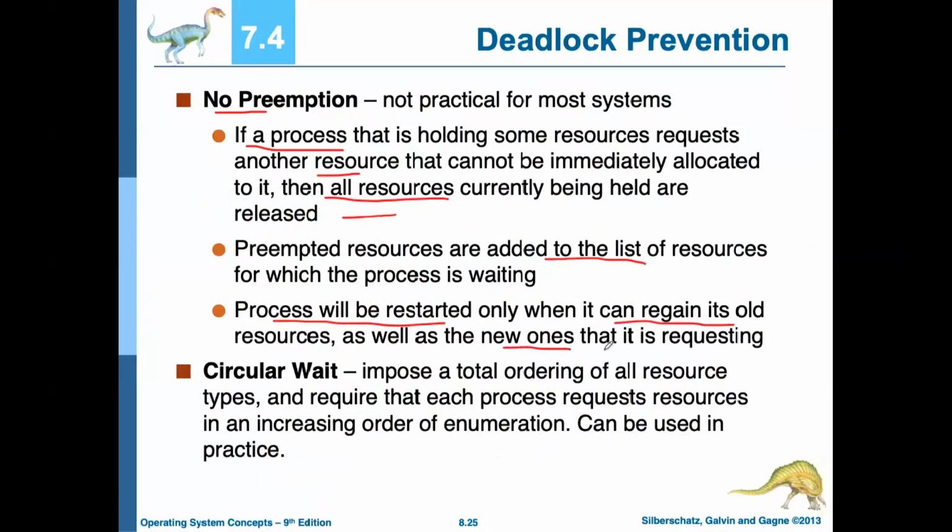that it is requesting. And also for the circular wait, impose a total ordering of all resource types and require that each process requests resources in an increasing order of enumeration. So this can be used in practice.